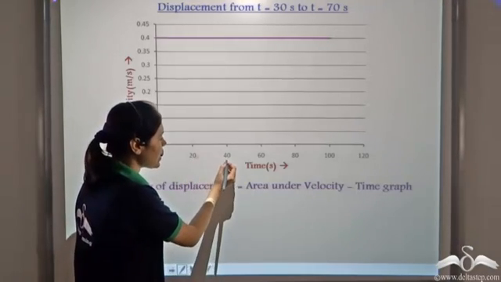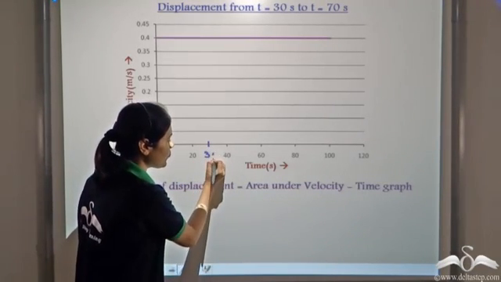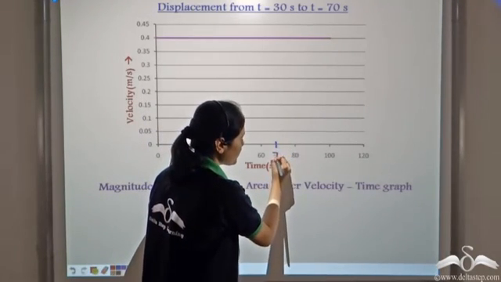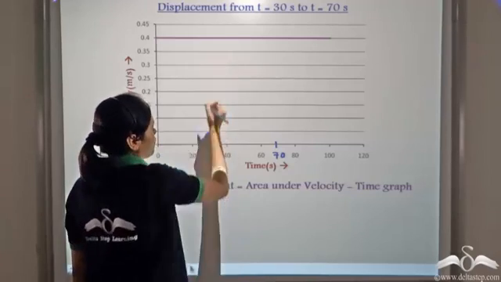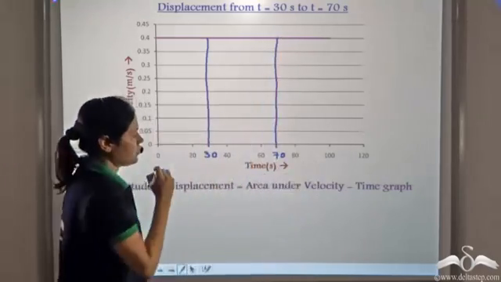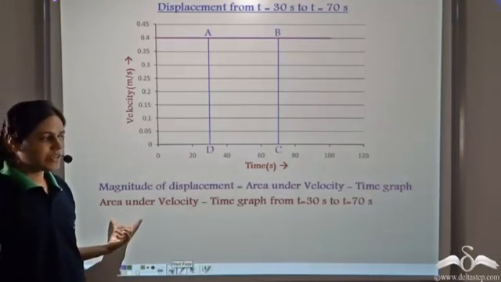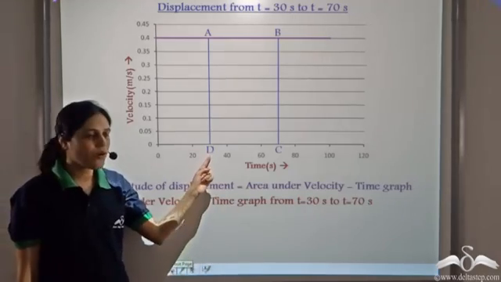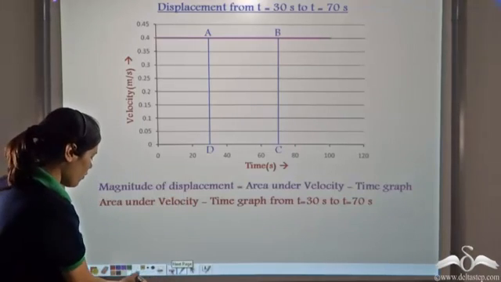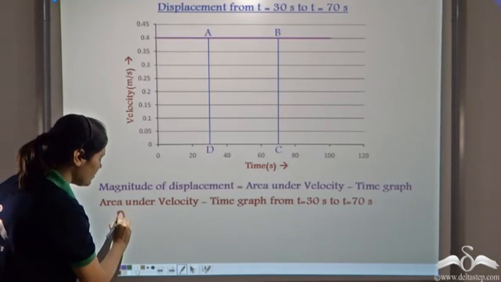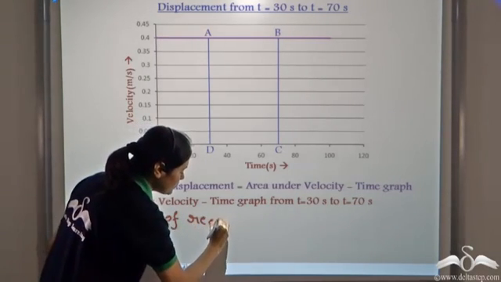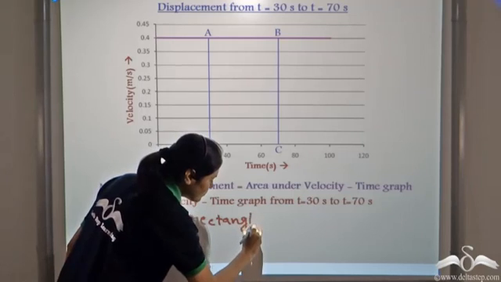Now where does 30 seconds lie? Between 20 and 40. Where does 70 seconds lie? Between 60 and 80. So we join this and this. So area under the velocity time graph from 30 seconds to 70 seconds will give us the magnitude of displacement. What is that area? That area will be equal to the area of rectangle ABCD.